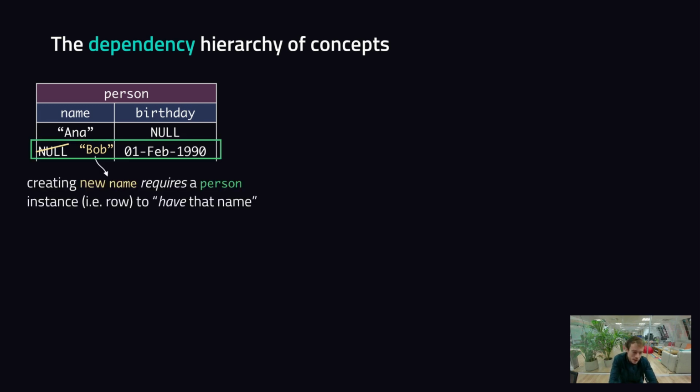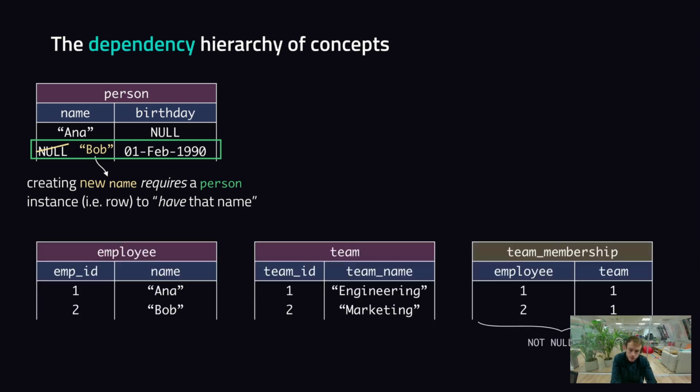And that exhibits a certain dependency between the concepts here. So we cannot create a name without the person that has that name. Because values of names live in rows, there must exist a row for the name to live in. This basic principle of instances of one type requiring existence of instances of another type also appears in many other settings. So let's look at a second example.